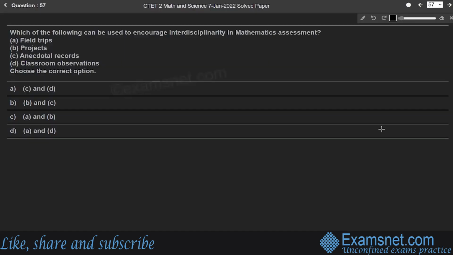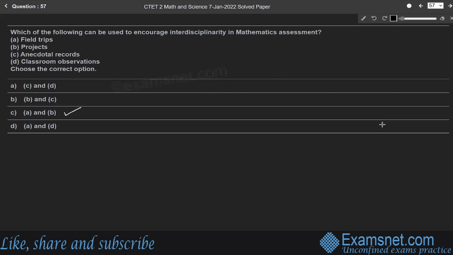Question 57. Which of the following can be used to encourage interdisciplinarity in mathematics assessment? Field trips, projects, anecdotal records, classroom observations. Choose the correct answer. Here, the interdisciplinary mathematics curriculum focuses on solving problems and understanding how things connect. Interdisciplinary mathematics is a field of mathematics that merges math expertise with proficiency in another discipline, usually science, business, medicine, or engineering. So here in option C, which includes field trips and projects.